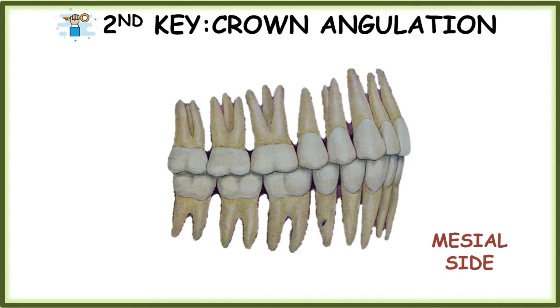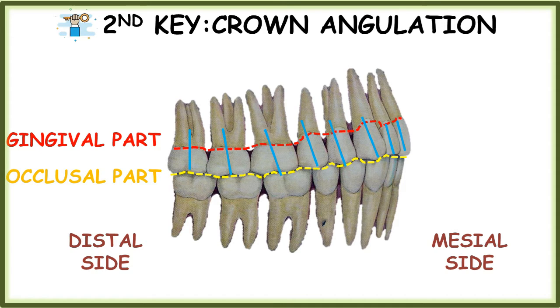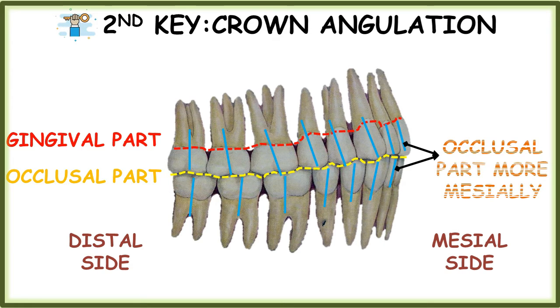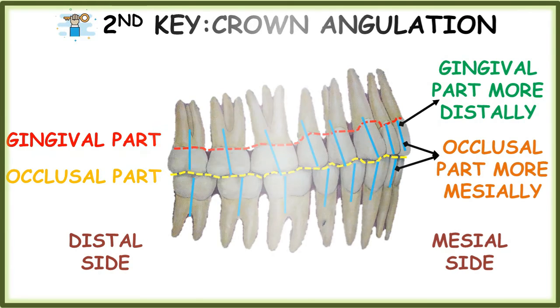This is mesial side, this is distal side. Yellow line represents occlusal part and red line represents gingival part. If we draw a line from occlusal to gingival part, you can see in the figure that the occlusal part is more mesially and the gingival part is more distally. This is the second key.